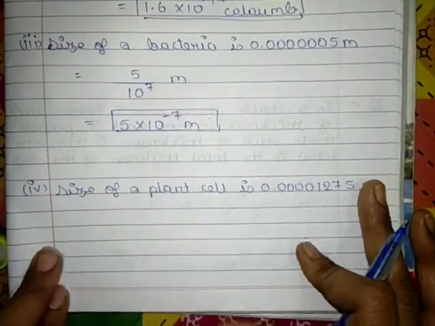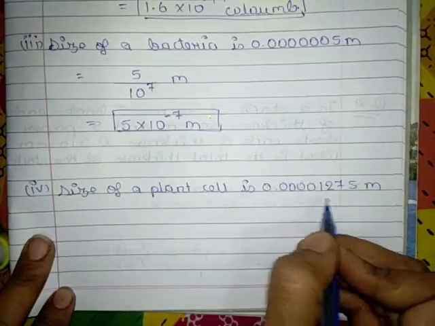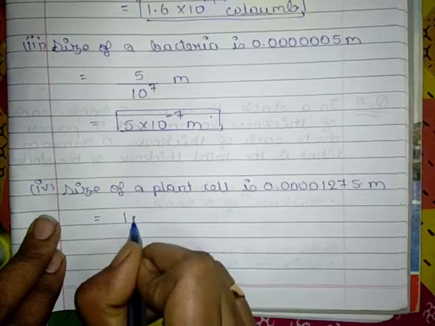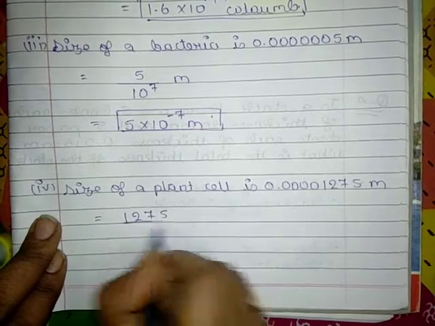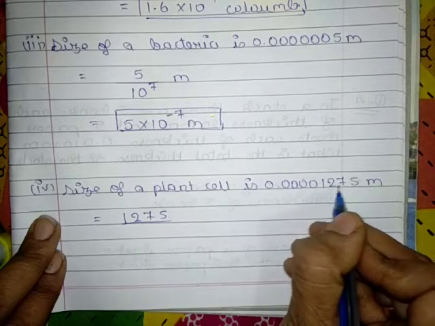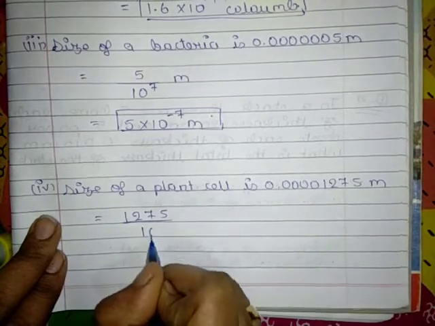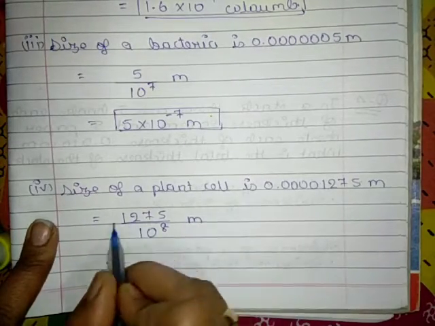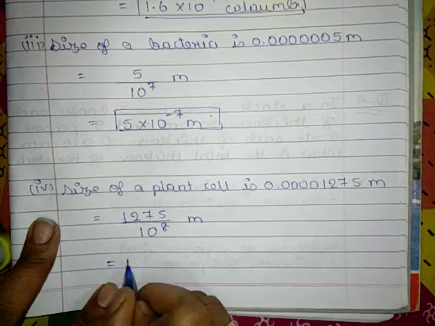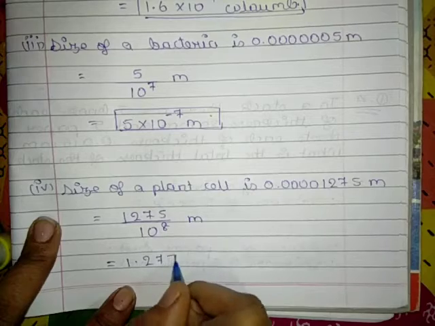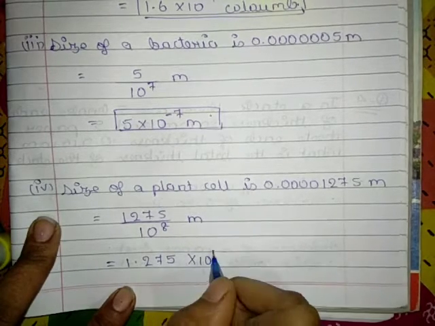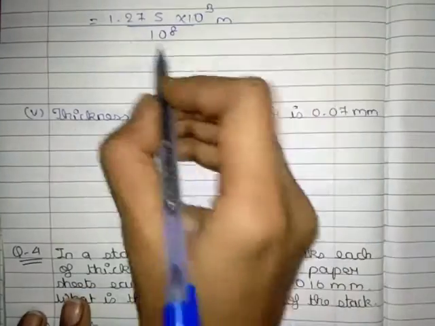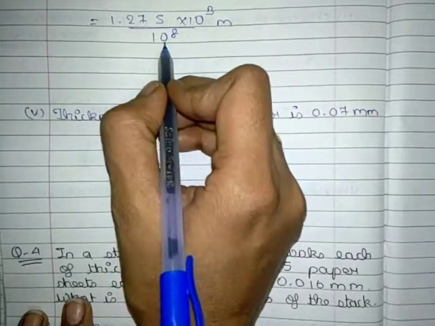Now, size of a plant cell is 0.0001275 meters. So again, this should be converted into fraction form. 1275 divided by 1, 2, 3, 4, 5, 6, 7, 8. 8 zeros are there. I am writing in exponent form, 10 raised to 8 meters. Now what we have to do, we have to bring this number between 1 and 10. So 1, 2, 3, 3 points we will move, that is 1.275. Multiply by, how many zeros will come here then? 3 zeros. Divide by 10 raised to 8 meters. Here 1.275 multiplied by 10 raised to 3 divided by 10 raised to 8.